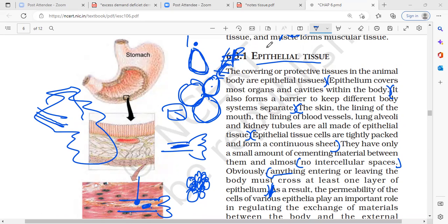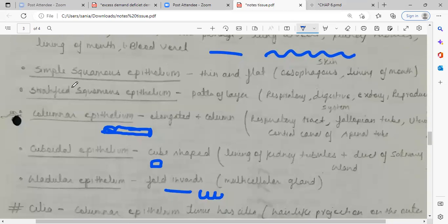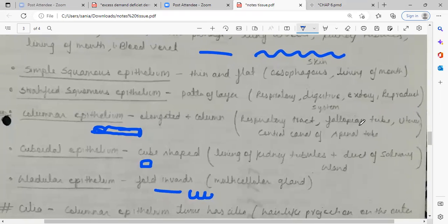Okay. Now we will be doing this. You will write this: types of epithelial tissues. Whenever you're not getting any spelling or something, you can just let me know. First, second, third, fourth, and fifth.